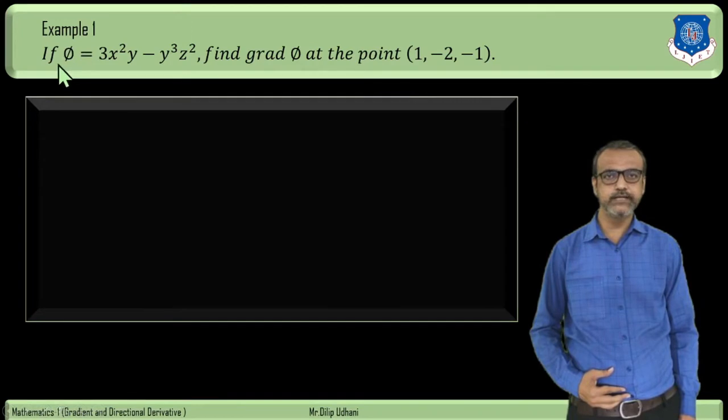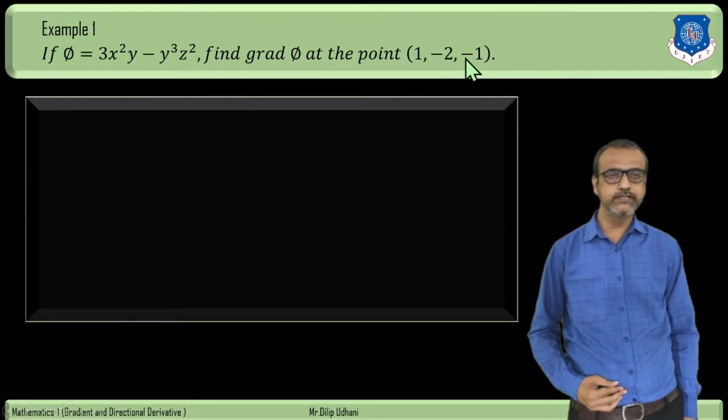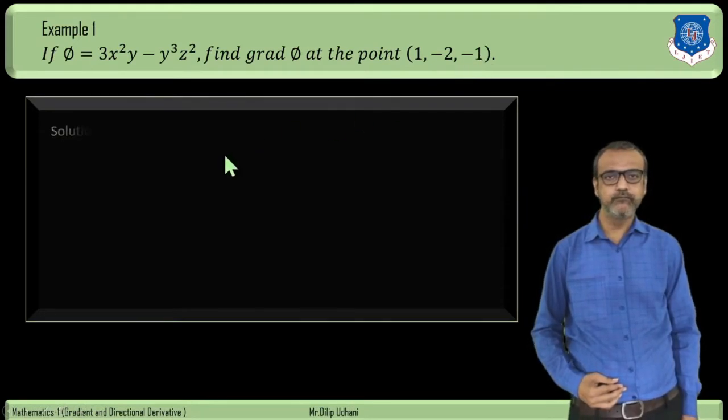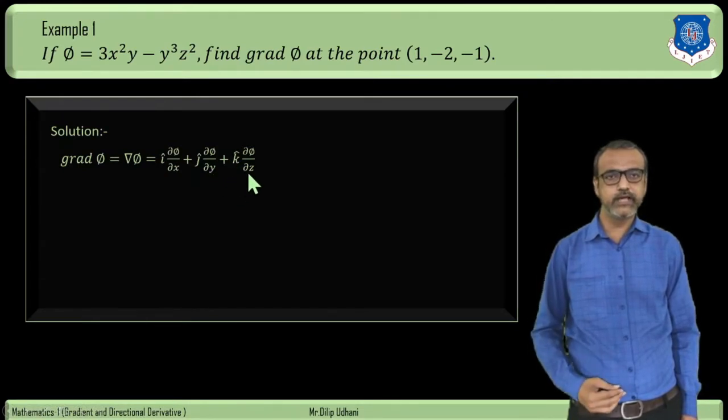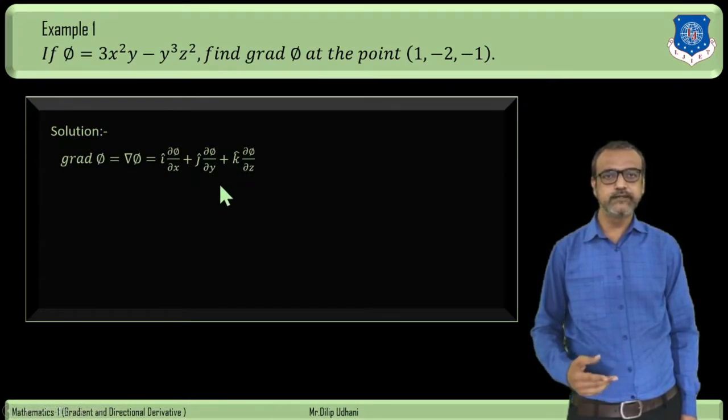Example number 1 is, if phi equals 3x square y minus y cube z square, then find grad phi at the point (1, -2, -1). So grad phi is equal to nabla phi, i cap del phi by del x plus j cap del phi by del y plus k cap del phi by del z. This is how we define grad phi or nabla phi.